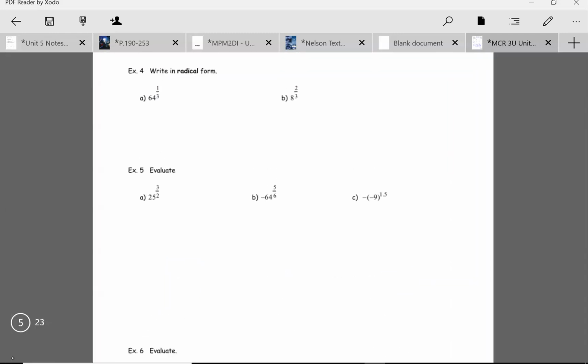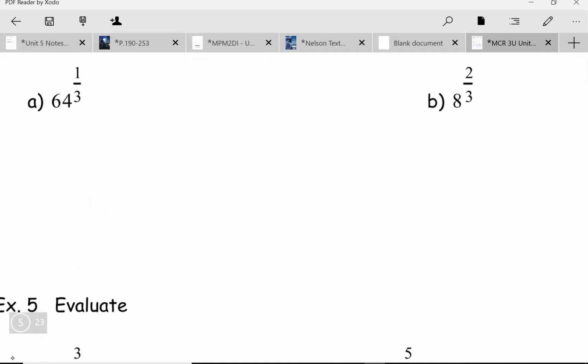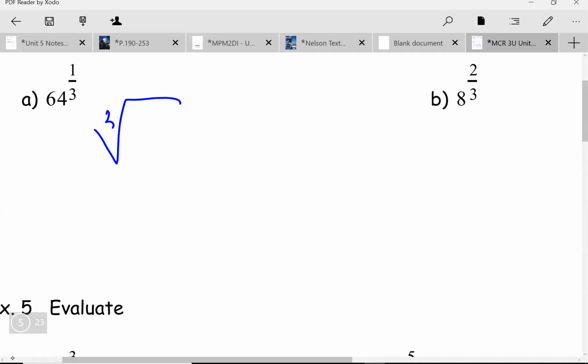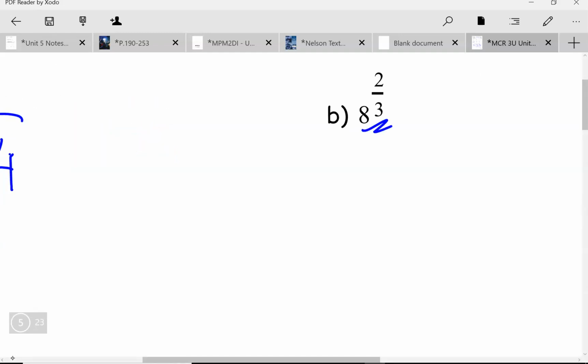Moving on. Let's write in radical form. Okay, this is very, very easy. Cube root of 64. This is the other form of this question. It's the root form. And if you wanted to evaluate this, it is 4, but I don't think the question asks for that. And this is actually the example that we talked about before.